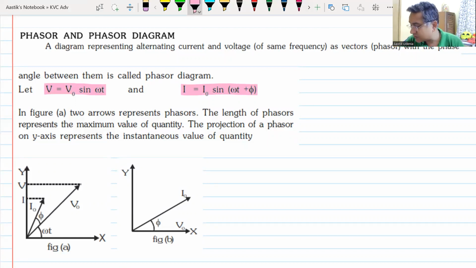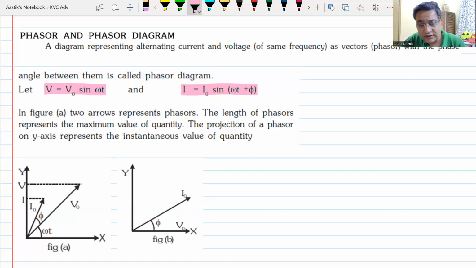Now, first question first. In this, which is leading and which is lagging? V and I. Looking at the equations, which is leading and which is lagging? I naught is leading, sir. It's not I naught, it is I. Current I is leading voltage by a phase angle of phi.